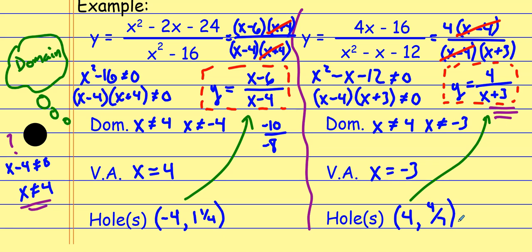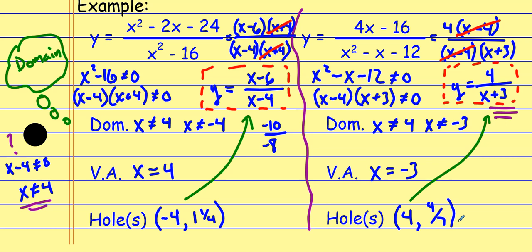And really, you just have to ask yourself, did the restriction get canceled out, or is it still there? Okay, so you have to look at the restrictions before and after and compare them. The one that's still there is a vertical asymptote. The one that's gone is a hole in the graph. Okay, it's still a restriction, but it's a hole in the graph type of restriction.